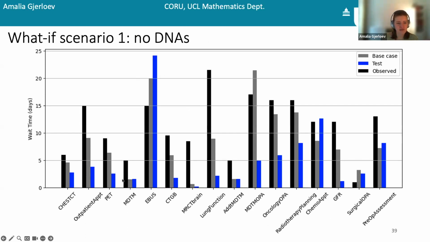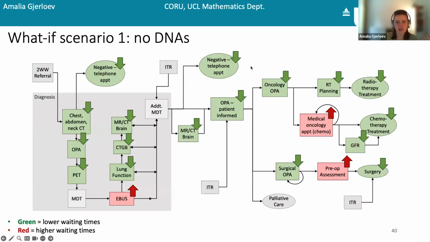You can see the wait time decreased for, I think, almost all of the appointment types or event types, but increased for your chemotherapy appointment and your e-bus. We can visualize this in a different way. We can go back to that pathway that we have and look at where we had higher waiting times or lower waiting times with this what if scenario. So higher waiting times for the e-bus and oncology appointment and pre-op assessment. So maybe that is an indication that there's a bottleneck earlier in the pathway that has then moved downstream.